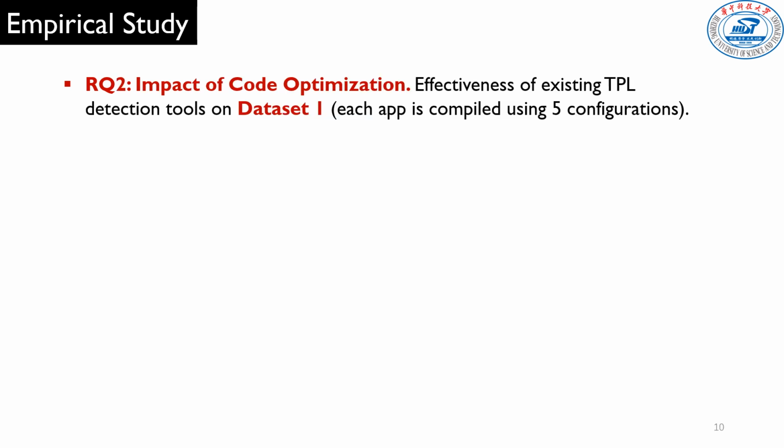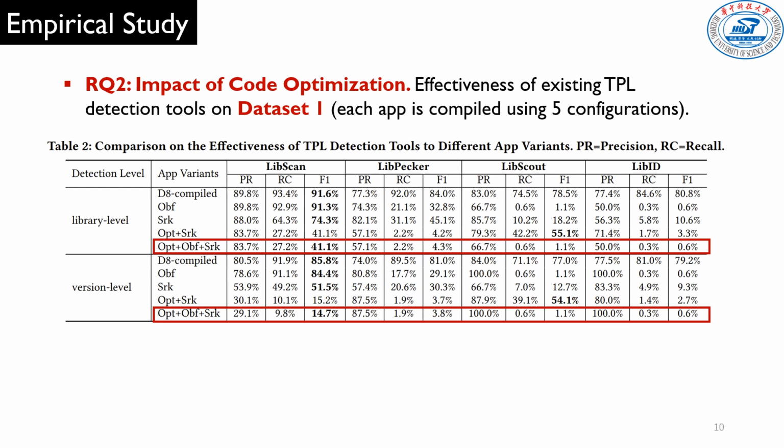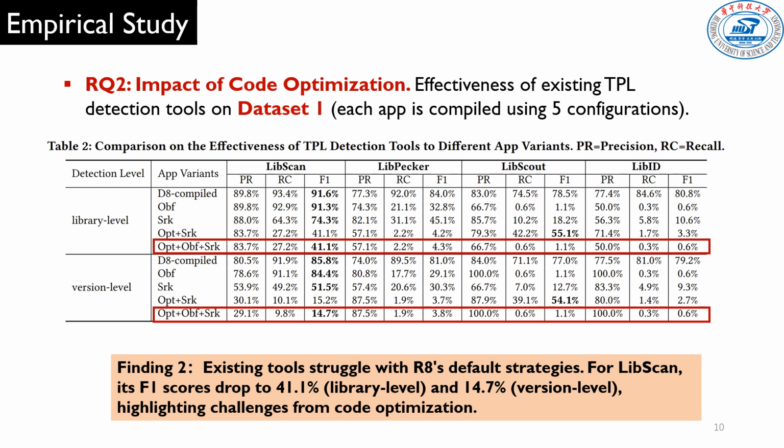Our second research question examines the impact of code optimization on library detection using dataset 1, where each app is compiled with 5 configurations. The table shows the results, revealing that R8's default strategy poses significant challenges. For example, LibScan's F1 score drops to 41.1% at the library level and 14.7% at the version level. This highlights the limitations of current tools in handling optimized and obfuscated code, emphasizing the need for more robust detection solutions.